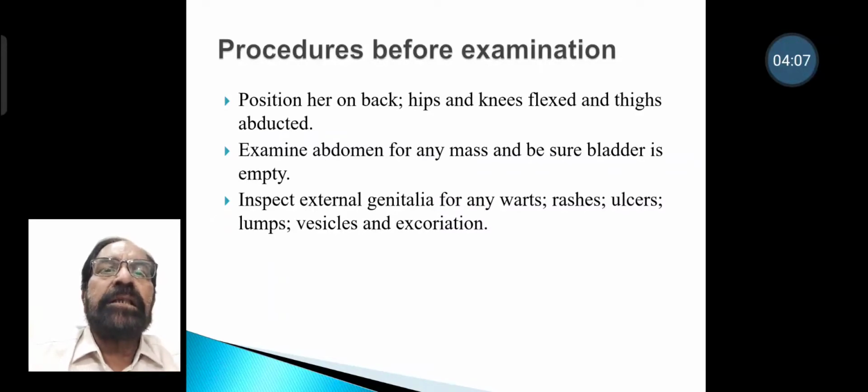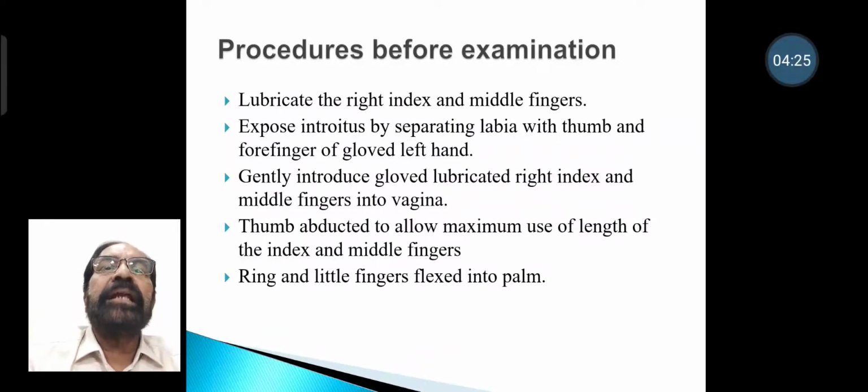Position her on the back, hips and knees flexed, thighs abducted. Examine abdomen for any mass and be sure bladder is empty. Inspect external genitalia for any warts, rashes, ulcers, lumps, vesicles and excoriation. Lubricate the right index and middle finger. Expose the introitus by separating the labia with thumb and forefinger of the gloved left hand. Gently introduce the gloved lubricated right index and middle fingers into vagina. Thumb abducted to allow the maximum use of the length of the index and middle fingers. Ring and little fingers flexed into the palm.